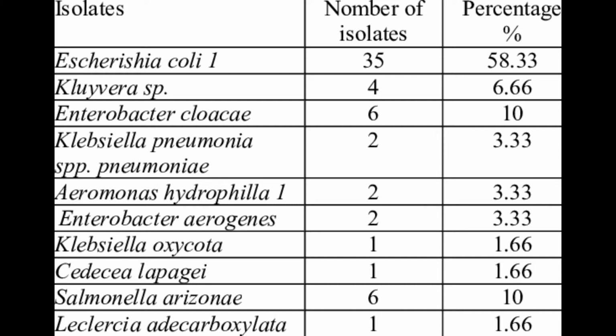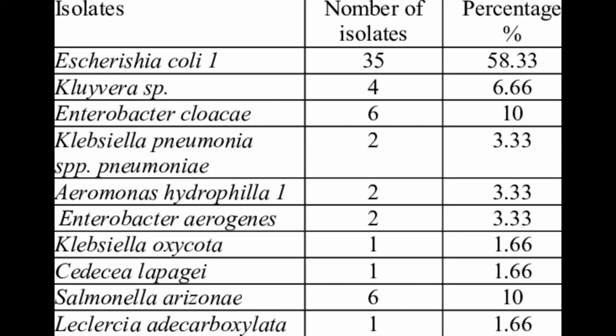Providencia rettgeri in the TSI is K over A. Their LIA is R over A. Their indole is positive. Their MR is positive. Their VP is negative. Their CIT is positive. And their H2S is positive.